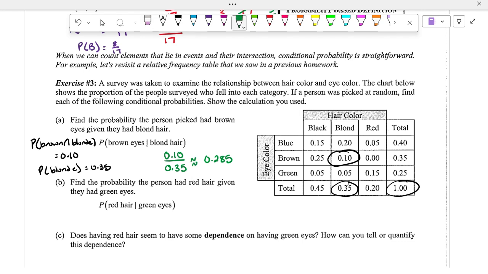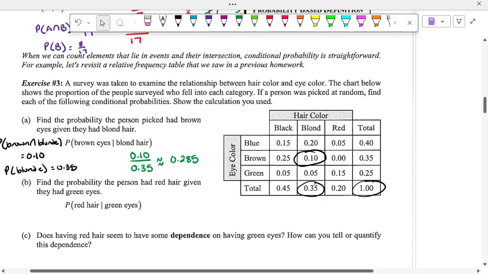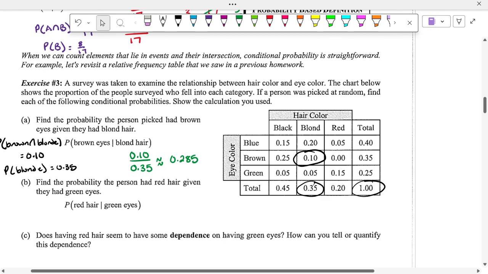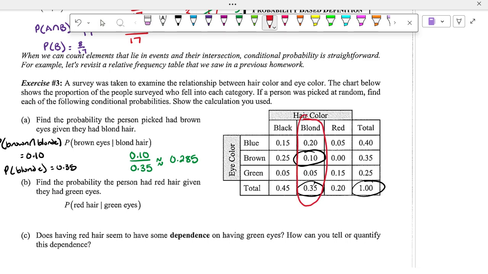Now, let's say we use the frequency table. Just to double check ourselves, we're going to use the frequency table. So given that they have blonde hair, that means I'm using the blonde column. So I would still do 10 out of 0.35. All right, so it works either way.